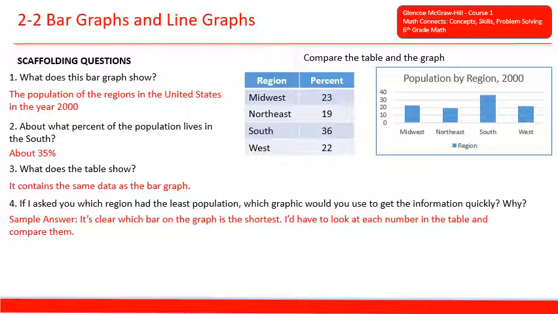So here's the thing. You could look at this table. There's only 4 different categories. So it's not super hard. But imagine if you had a table with, say, 20 categories. The visual of a bar graph is going to be much quicker.